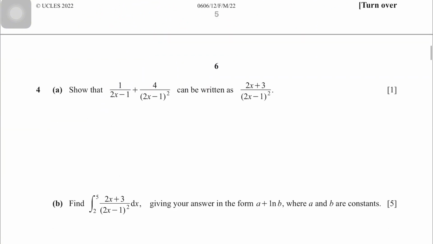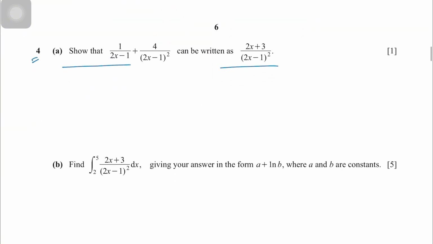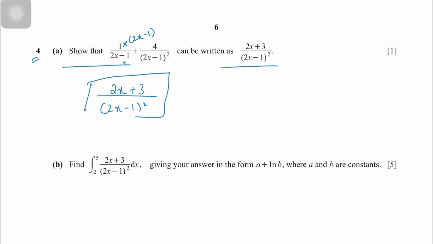Moving on to question 4, we have show that this can be written as this. This is a pretty simple question. We need to multiply simply by 2x minus 1 over here and in the denominator as well. So this would be 2x minus 1 whole squared. This would be 2x minus 1 plus 4, which is 2x plus 3. This was a pretty simple question.